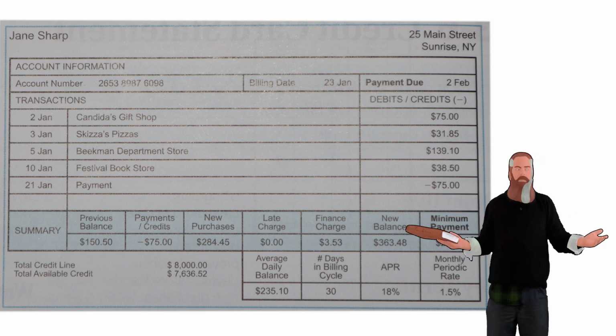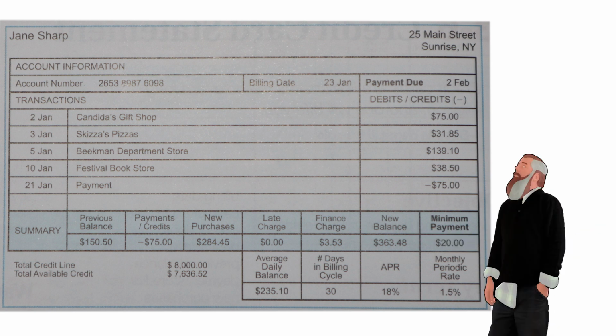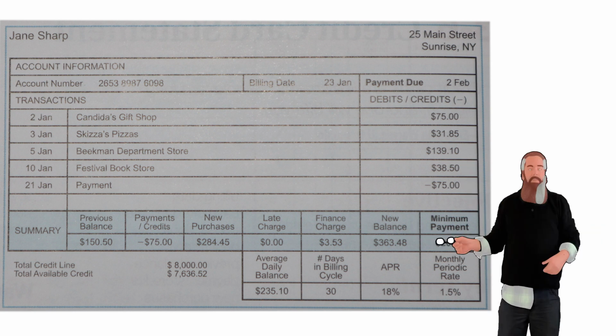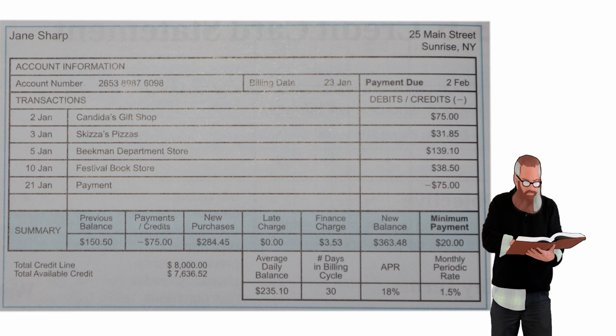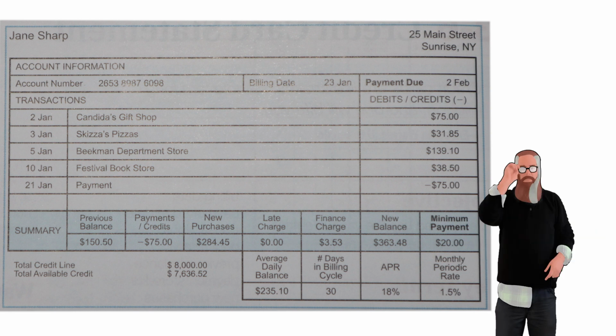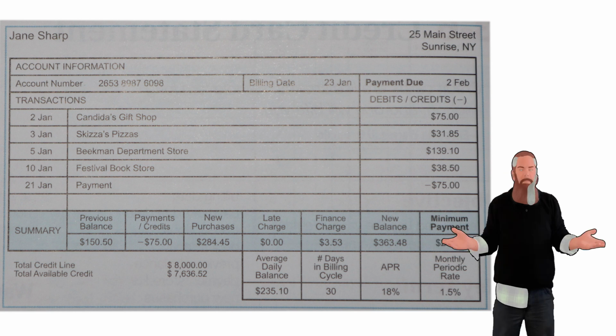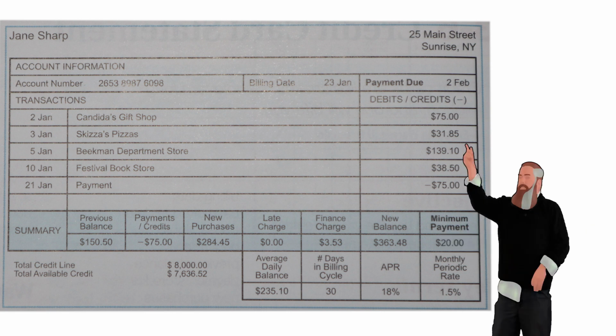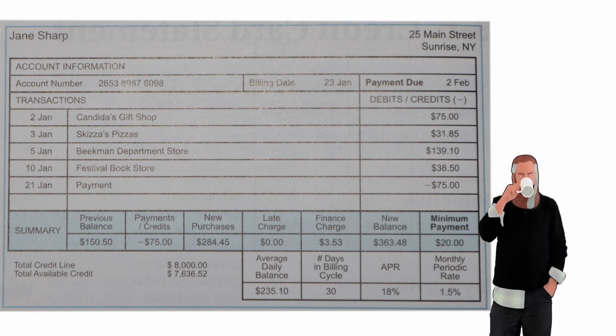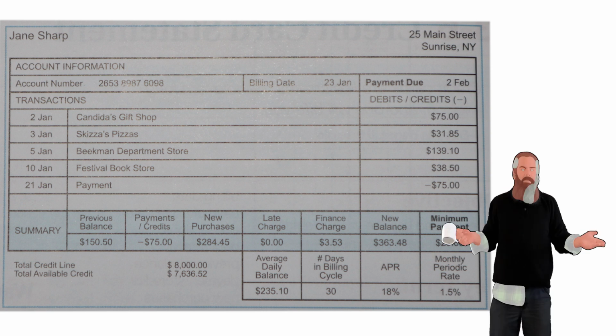The finance charge is the cost of using the credit card for the current billing period if not paid in full. The new balance is the amount you currently owe. The minimum payment is the lowest payment a credit card company will accept for the current billing cycle. The average daily balance is the average amount owed per day during the billing cycle. The number of days in the billing cycle is the amount of time in days covered by that billing cycle. The monthly periodic rate is the APR divided by 12.